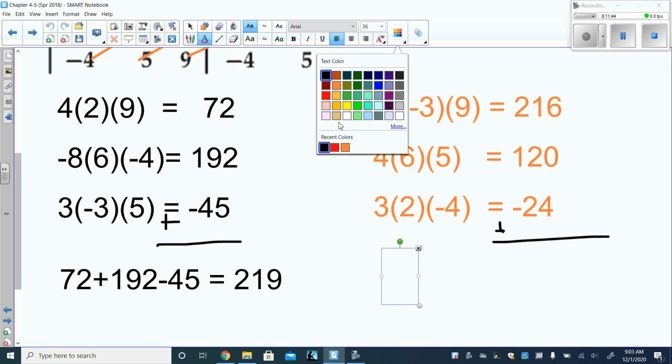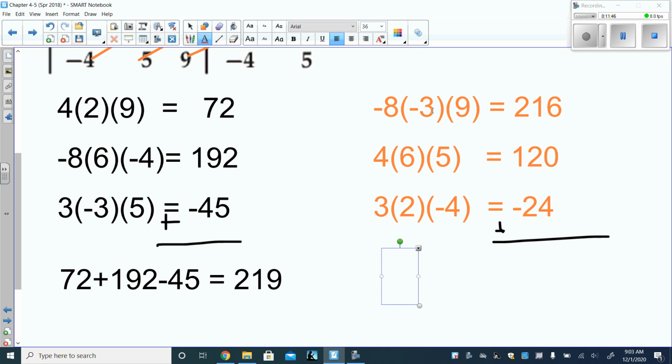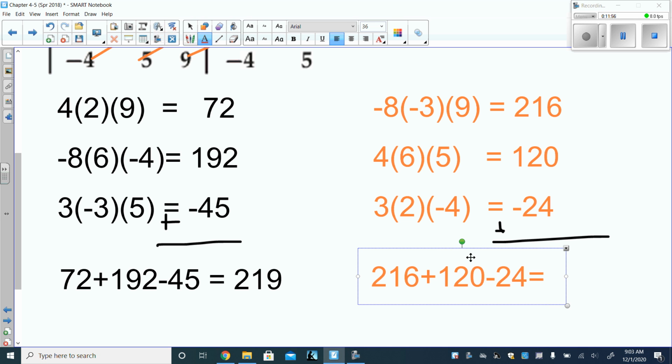Now for our other set, we're going to do 216 plus 120 minus 24. And again, we can put this all in the calculator. We don't have to do this by hand.